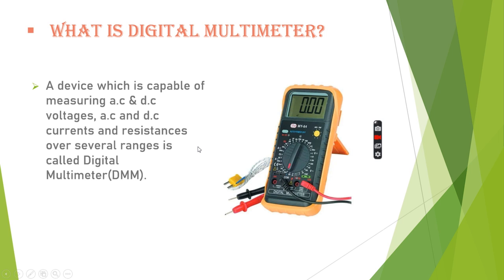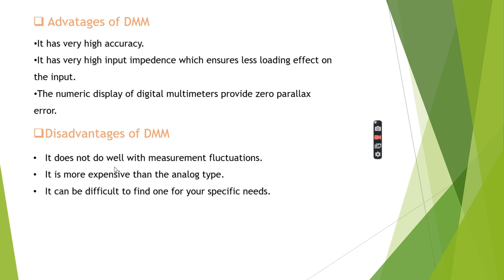First of all, what is digital multimeter? A device which is capable of measuring AC and DC voltages, AC and DC currents and resistances over several ranges is called as digital multimeter. Digital multimeter is also called as DMM in short.